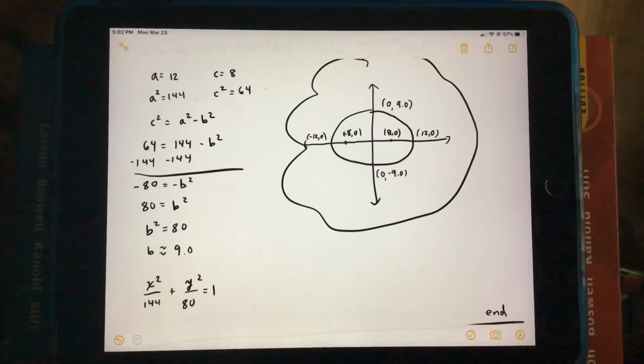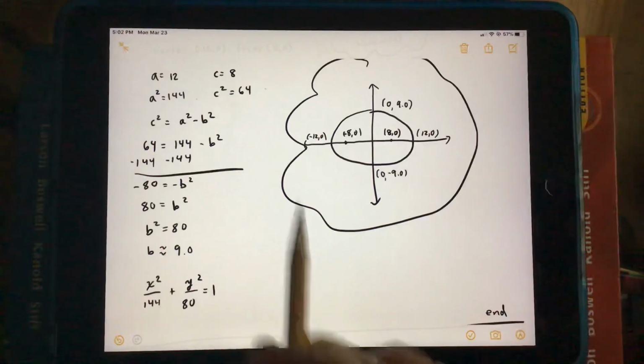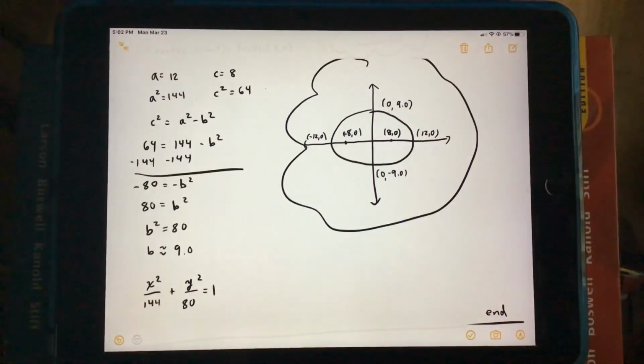I'm going to use my a squared and my b squared. I will not use my c squared in my equation. Underneath the x squared, I'm going to put my 144. That's my a squared. Remember, this is the major axis, so the a squared will go underneath the x squared, because x is the major axis. And underneath y squared, I put the minor axis b squared value, which is 80, and I'm done. And again, notice that my c squared does not show up in my equation.